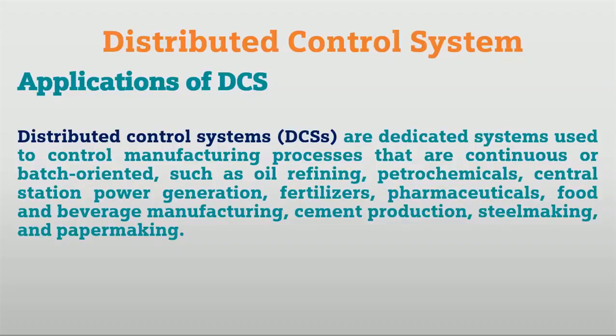What are the applications of DCS? Mainly in the oil and gas sector and all process industries, whether continuous process or controlled manufacturing process, like oil refining, petrochemicals and power generation, fertilizers, pharmaceuticals, food and beverage industries, cement production, steel making. So in almost every process industry, DCS control systems are mostly used.